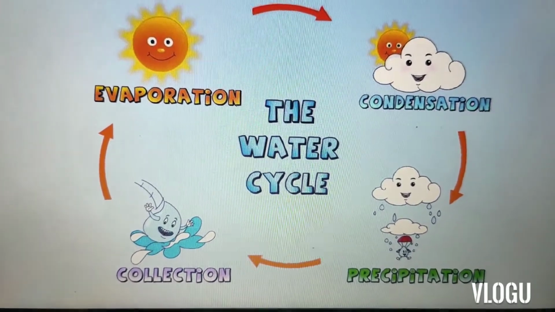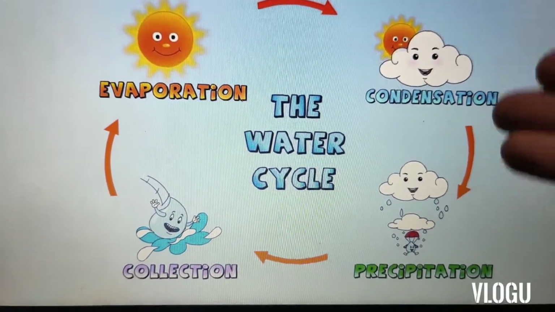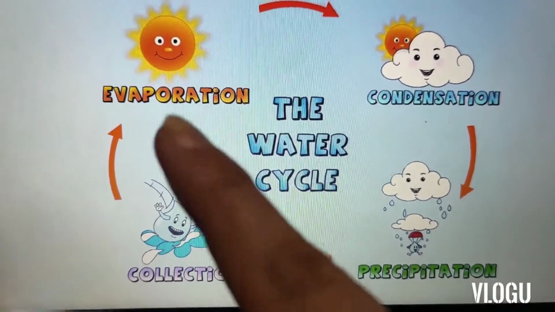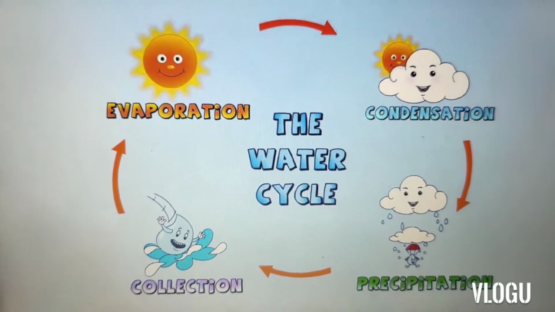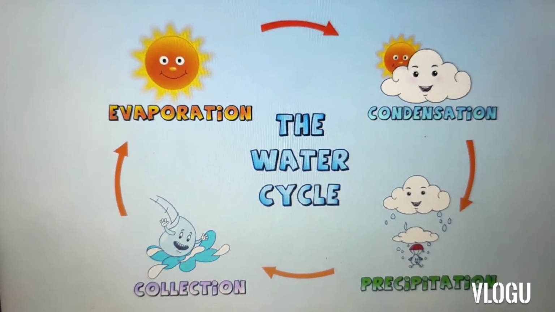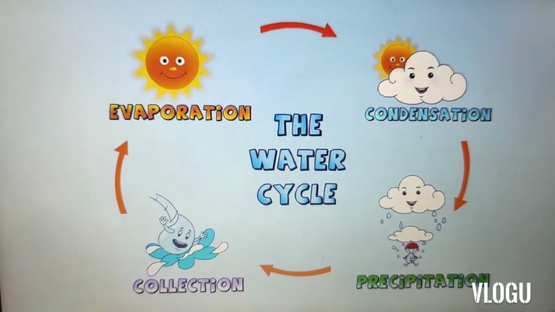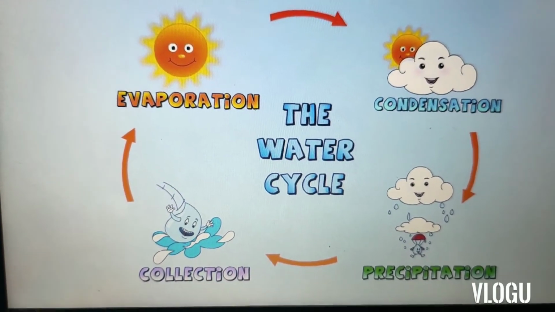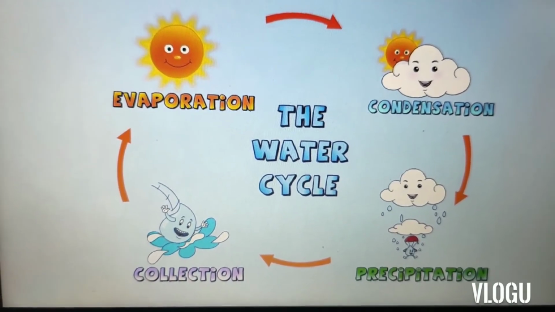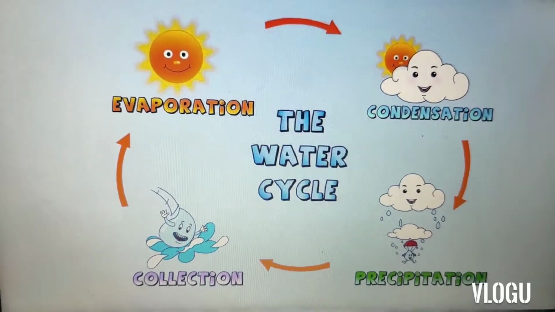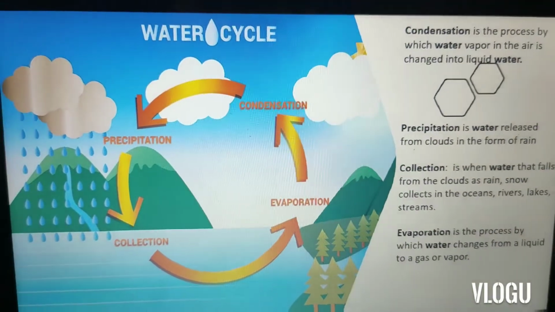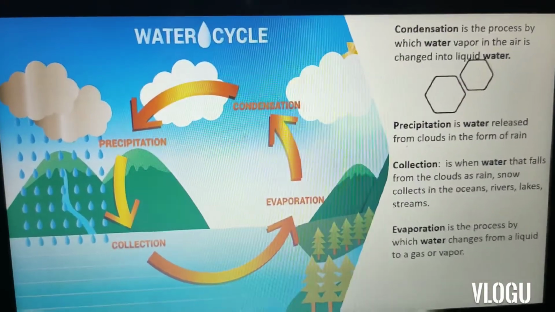So the process would be condensation, precipitation, collection, and evaporation. Yay! Yes, you guys are very, very right. Now, I'm going to show you another picture that will explain as well what is condensation, what is evaporation, collection, and precipitation. Right, you see this picture.